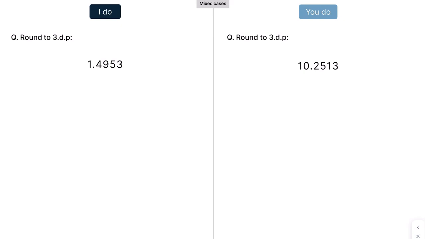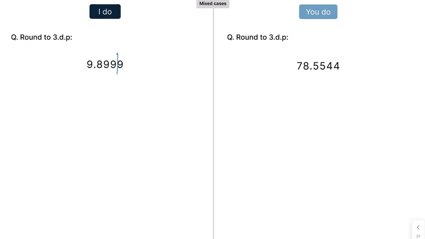So now we're rounding to 3 decimal places. So you want to move the line, draw the line after the 3rd digit. So the line is now going to go there. The decider is a 3. So we're going to leave that as it is. No need for rounding. Write your answer to 3 decimal places. Again, there's no need for rounding here. Leave your answer as it is, 10.251.